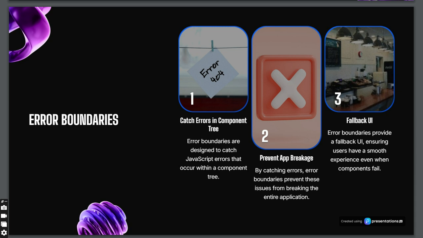Next, error boundaries. Error boundaries catch JavaScript errors in a component tree and provide a fallback UI to prevent the entire app from crashing. This feature helps enhance the user experience by handling errors gracefully, providing users with informative messages instead of an unresponsive interface.